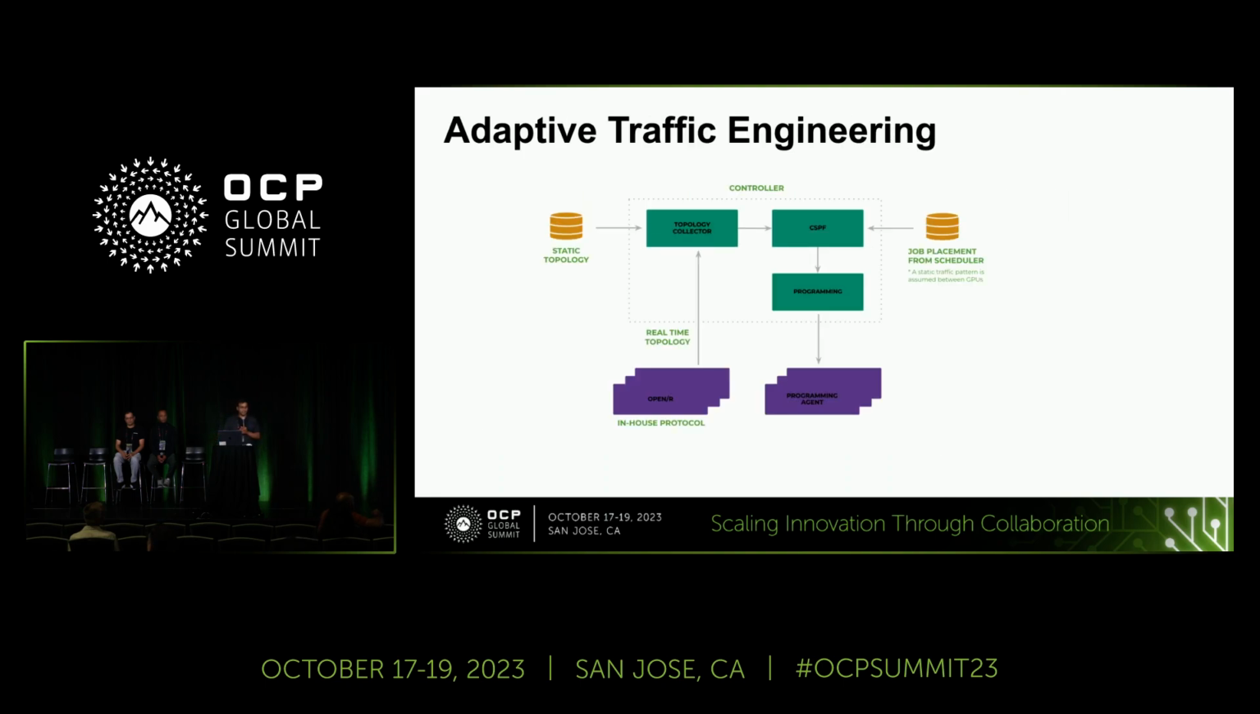So the solution that we came up with at Meta is to use a controller. The controller listens to the placement information from the scheduler. With this information, it can predict what traffic is going to happen in the network. It uses this information along with the topology information that it gets from the routing protocol, which is OpenR in our case, runs a constrained shortest path first algorithm, and then determines the optimal path by taking into consideration the load on the network.